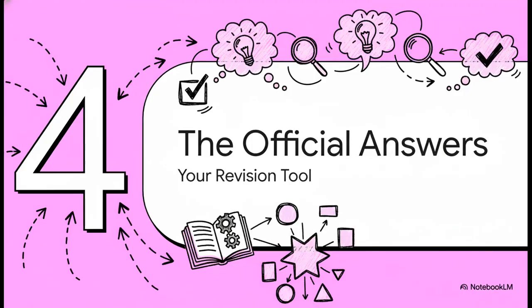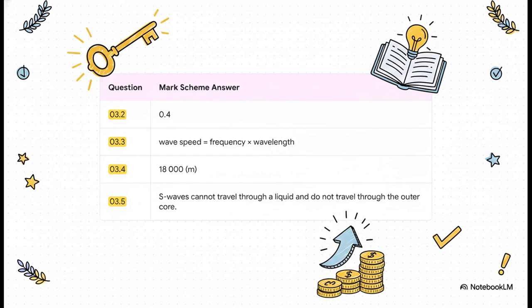So, we've broken down every single part of the question. Now, let's put it all together and see what a perfect set of answers looks like from an examiner's point of view. Honestly, you can think of this table as your ultimate cheat sheet. It lays out each question right next to its perfect mark scheme approved answer. For 03.2, just 0.4. For 03.3, the equation. For 03.4, the big number, 18,000. And for 03.5, the 2 key facts about S-waves. This is a golden revision tool because it shows you exactly what gets the marks.